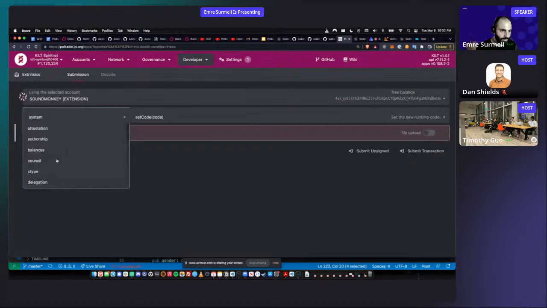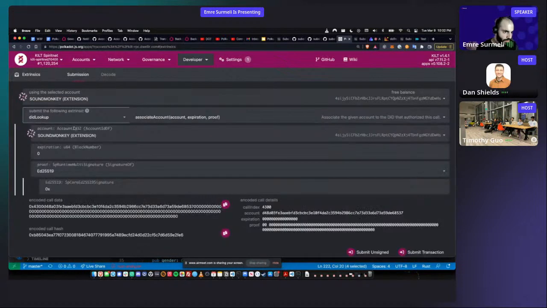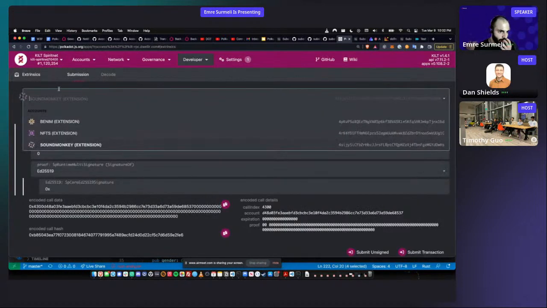I assume they have something called identity. We'd have to dig into Kilt's. I think it's the DID pallet, decentralized ID. DID lookup. So this is like identity lookup.